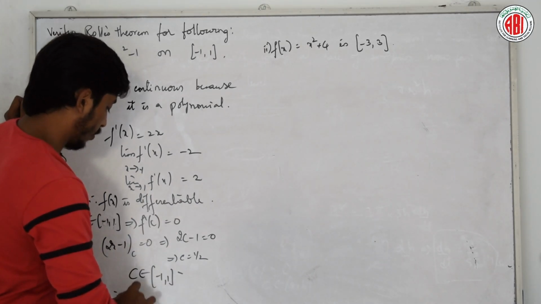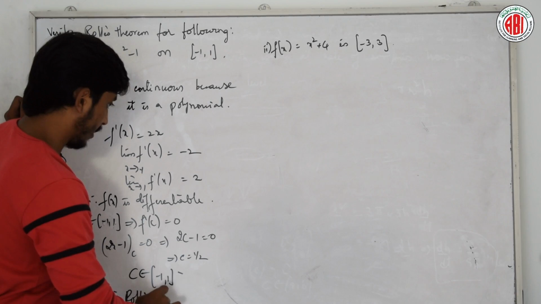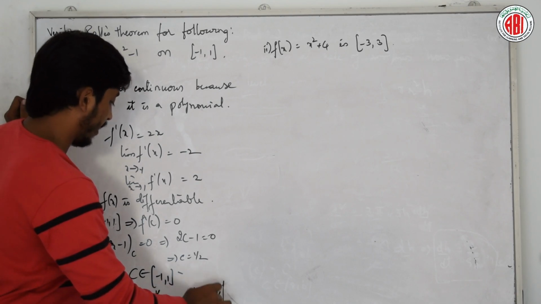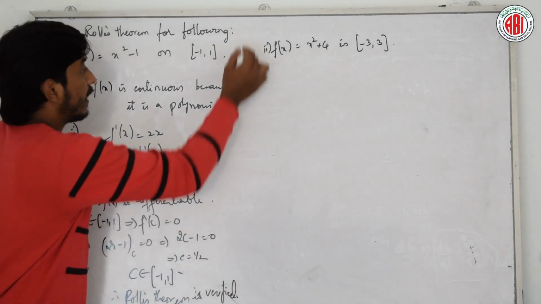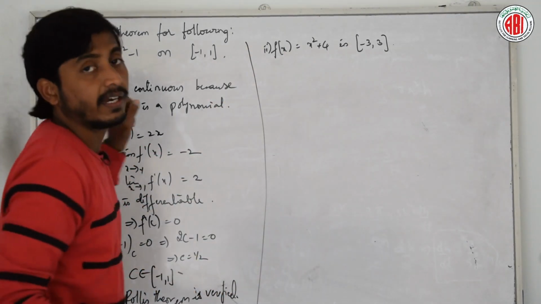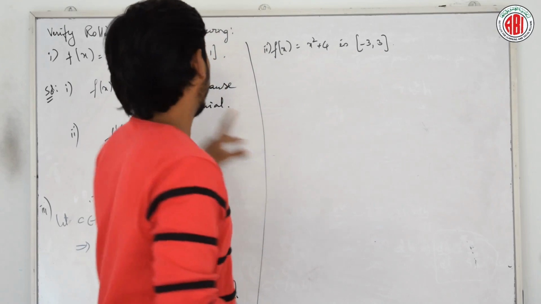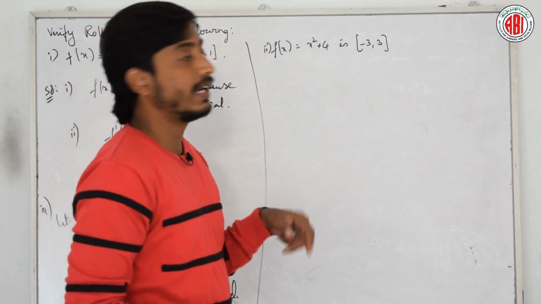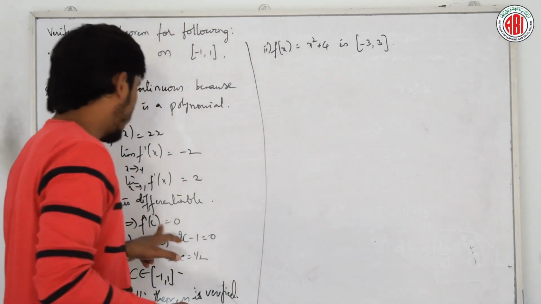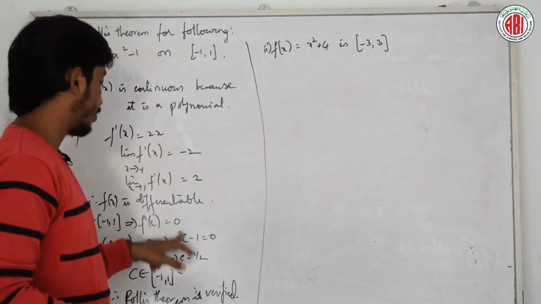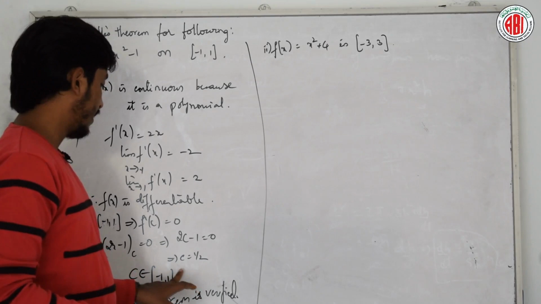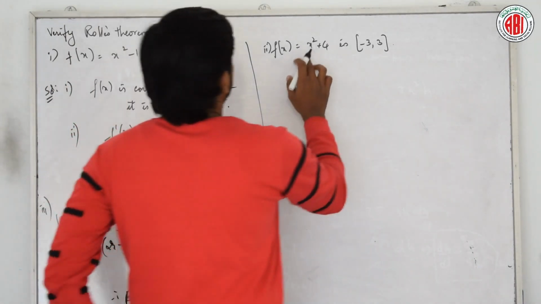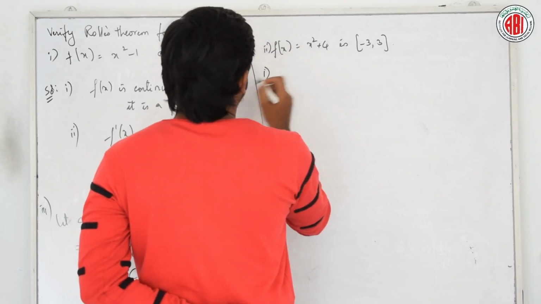Therefore Rolle's theorem is verified. Clear? Is there any difficulty? First thing, we have to check whether it is continuous and differentiable or not. Second, take some variable c and differentiate it, substitute it, find that value and check whether it is inside the range. Clear?